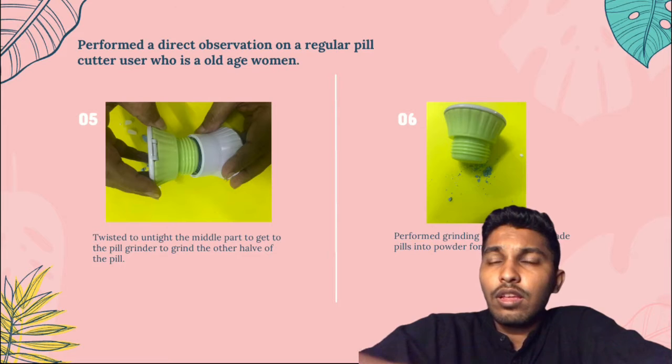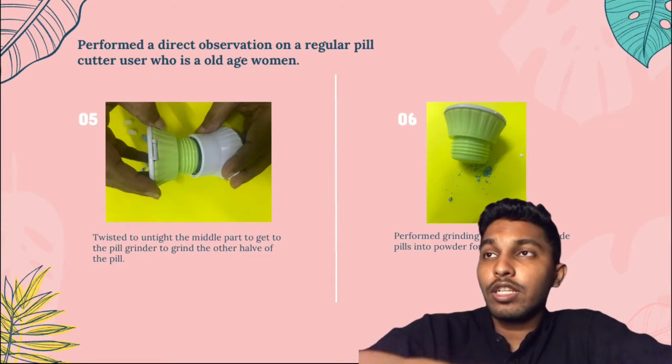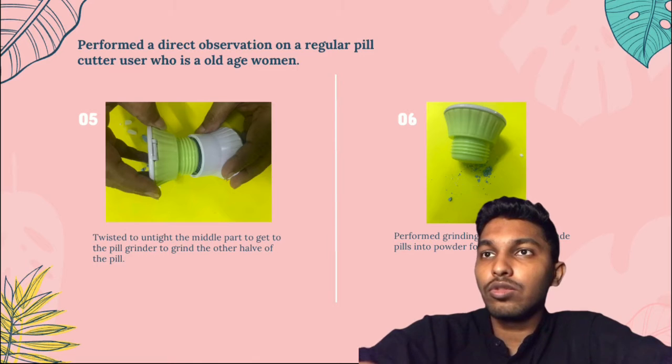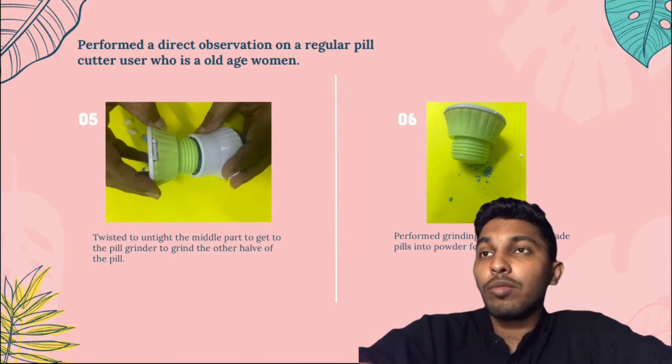Then lastly, she wished to consume the other half of the pill in powder form, so she used the middle part where the grinding compartment was. She performed this task by untying the middle part. After untying the middle part, I saw a flat surface which the old woman used as a grinder to crush the pills into powder form. Then the old woman mixed the powder into water and consumed it as a solution.